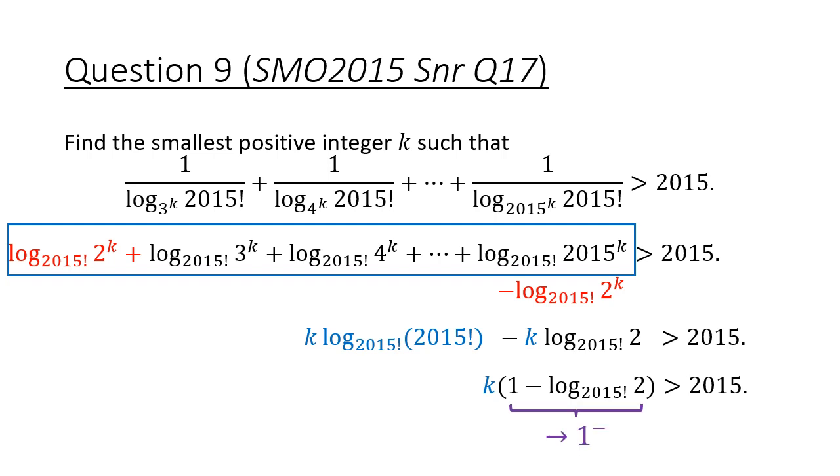Now notice that what we have is 1 minus log base 2015 factorial of 2, which is very, very close to 1. It's just slightly less than 1. So we are taking some number k and multiplying by 0.999999, and it needs to be greater than 2015. So this number has to be the next integer after 2015. It will have to be 2016.